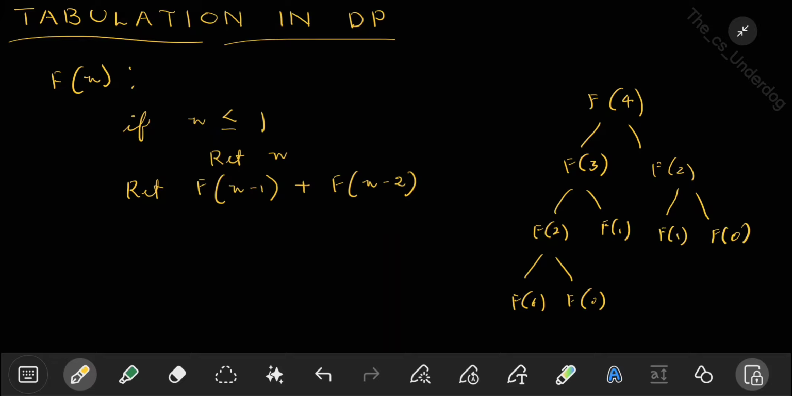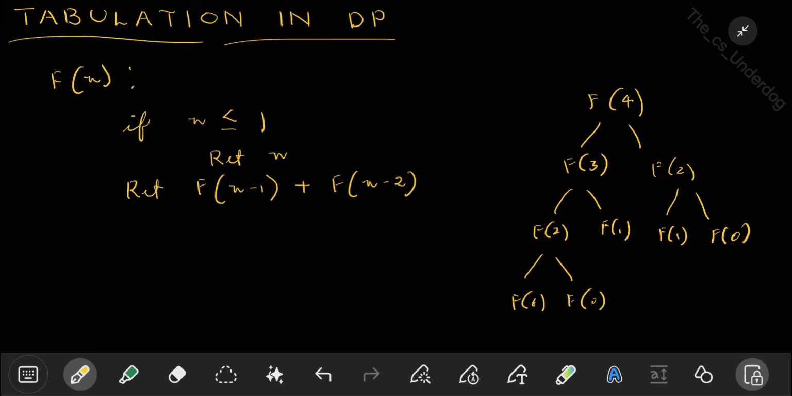So these repetitive calls will be of the order of 2 power n. Exponential number of repetitive calls will be there, because of which your time complexity will be order of 2 power n. This is the problem with the normal simple recursive call. What can you do with tabulation? Let us see how we are going to bring this down to order of n using tabulation.